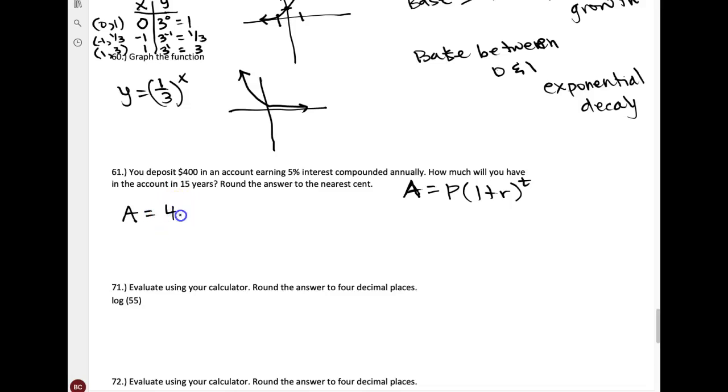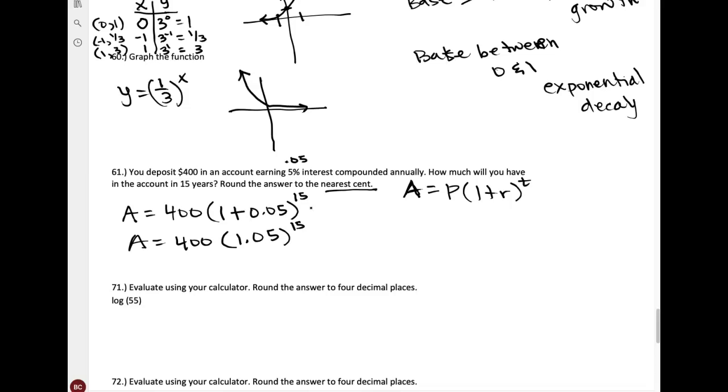So A equals 400 times 1 plus my interest rate. I've got to change that to a decimal, so 0.05. And then raised to the T power. T is the year, so raised to the 15th power. So then in your calculator, mostly this is just with a calculator, you're going to do 1.05 raised to the 15th power, and then times that by 400. And make sure you notice where it says to round it. Is it telling you to round to the nearest cent? Is it telling you to round to the nearest dollar? Look for those rounding instructions. There will always be rounding instructions on ones like this.